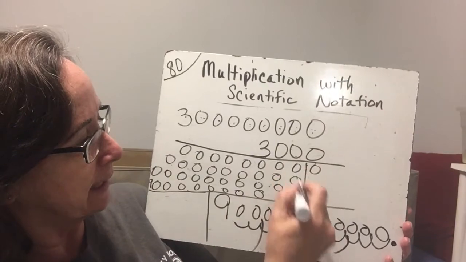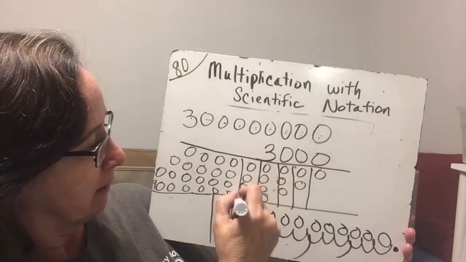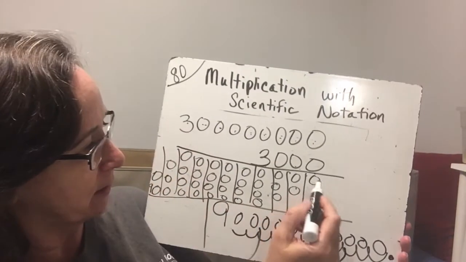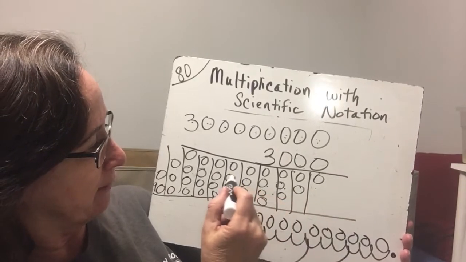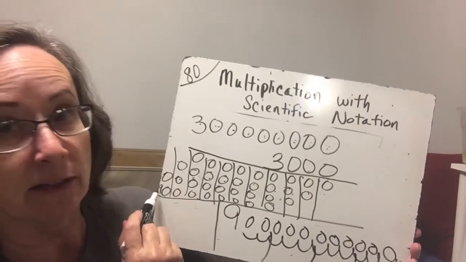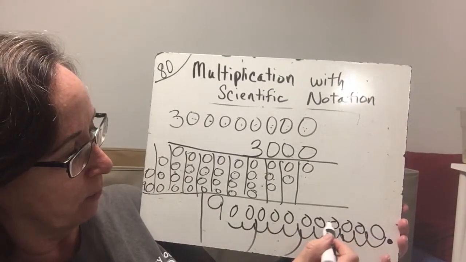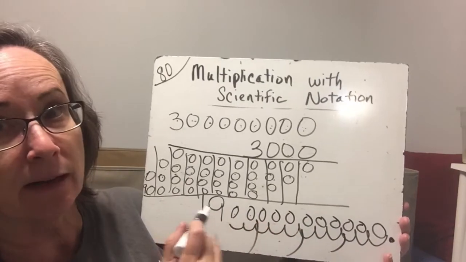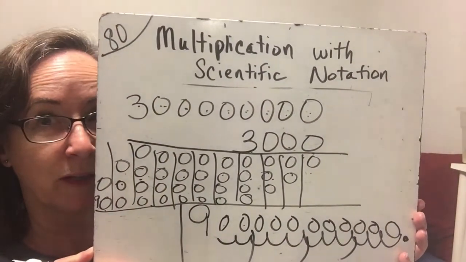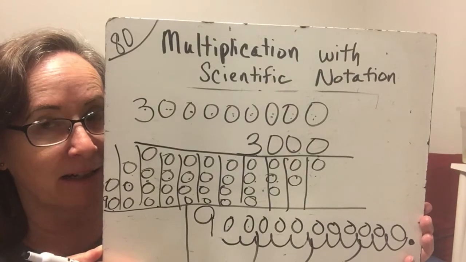Okay, so when I add these together, do we get the same thing that we did so easily with scientific notation? Okay, so 1, 2, 3, 4, 5, 6, 7, 8, 9, 10, 11 zeros, and the little 9 on the end. I would rather do it with scientific notation, wouldn't you? We get the same answer a lot faster. So what is our rule? We multiply the numbers and we add the exponents on the 10.